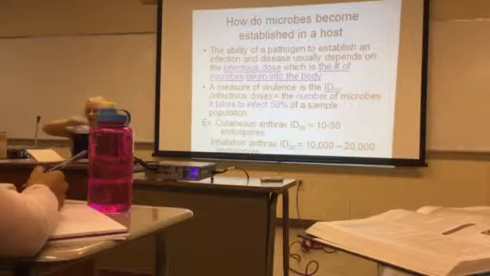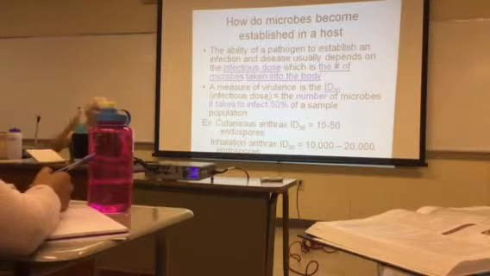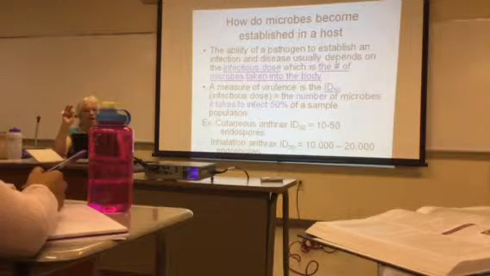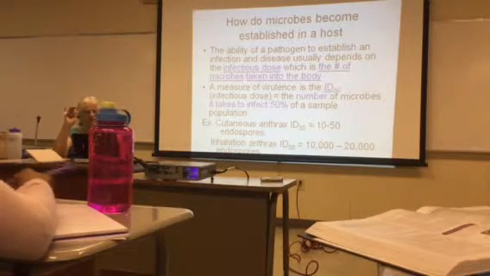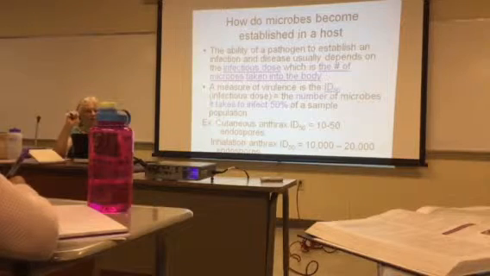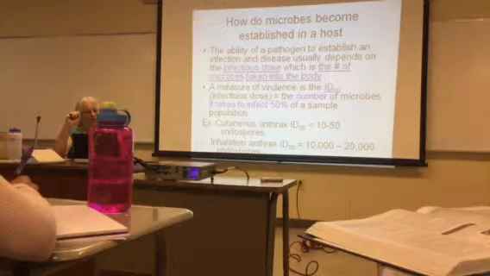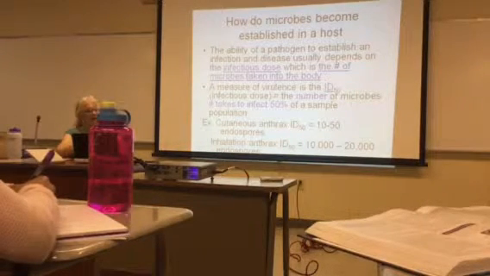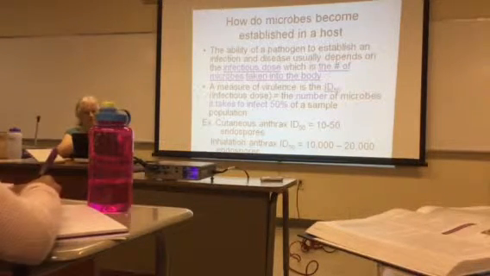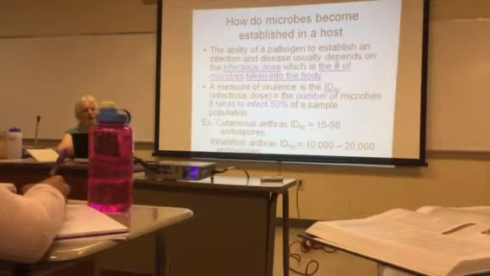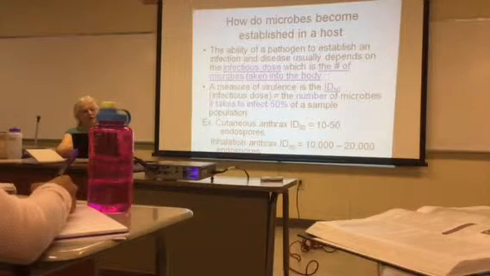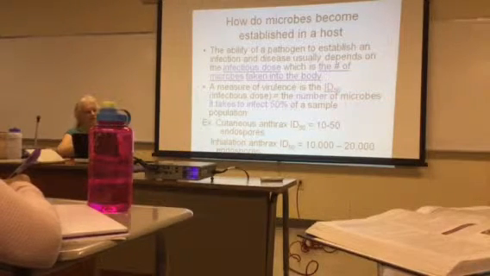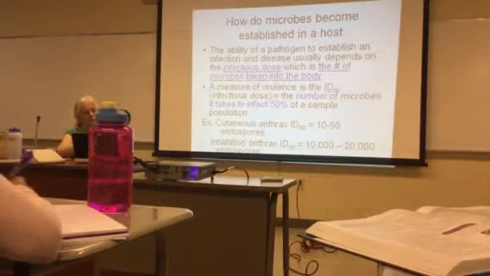So the ability of a pathogen to establish an infection and disease usually depends upon the infectious dose, which is the number of microbes that is taken into the body. So a measure of virulence is called the ID50. That means infectious dose. That is the number of microbes it takes to infect 50% of a sample population.